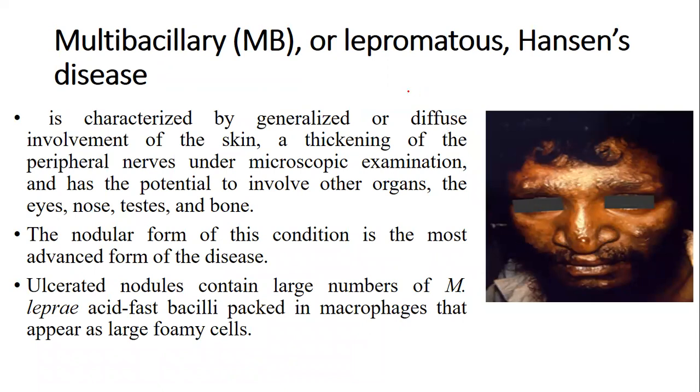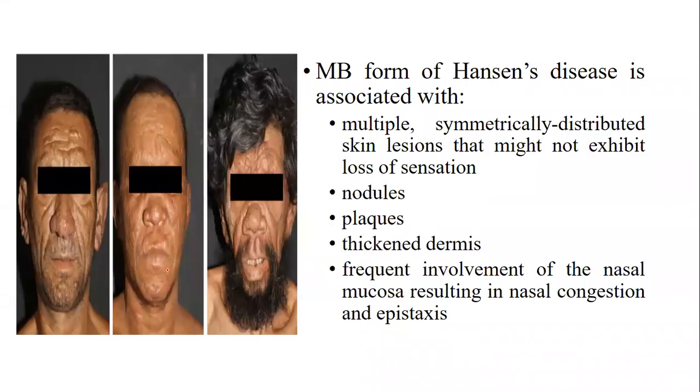It is otherwise called lepromatous disease or Hansen's disease. Hansen's disease is a common term used for denoting leprosy. Multibacillary leprosy involves generalized or diffuse involvement of the skin and thickening of the peripheral nerves, seen under microscopic examination. If you take samples from different areas of the patient's body, there will be a positive smear test. The nodular form of this condition is the most advanced form. Ulcerated nodules are a typical feature of multibacillary leprosy. The patient will have Mycobacterium leprae within these nodules, so if you take the slit sample, it will be positive. Plaques and thickened dermis will be there. These are pictures of some patients affected with multibacillary leprosy.